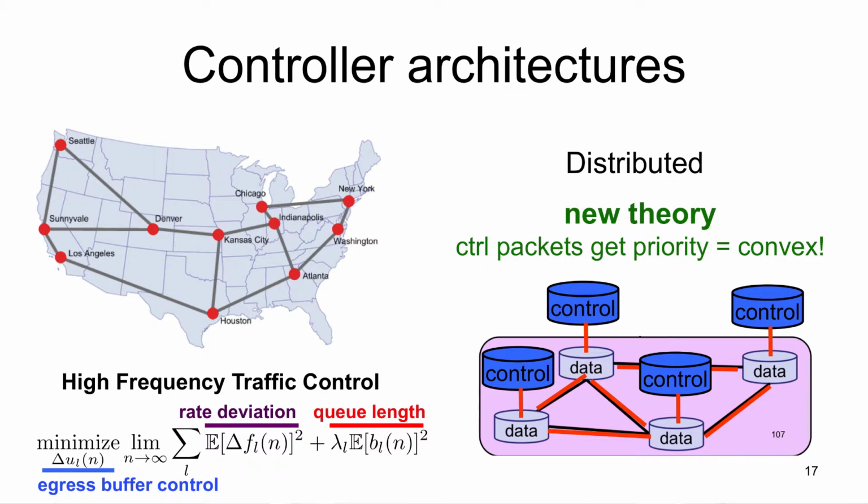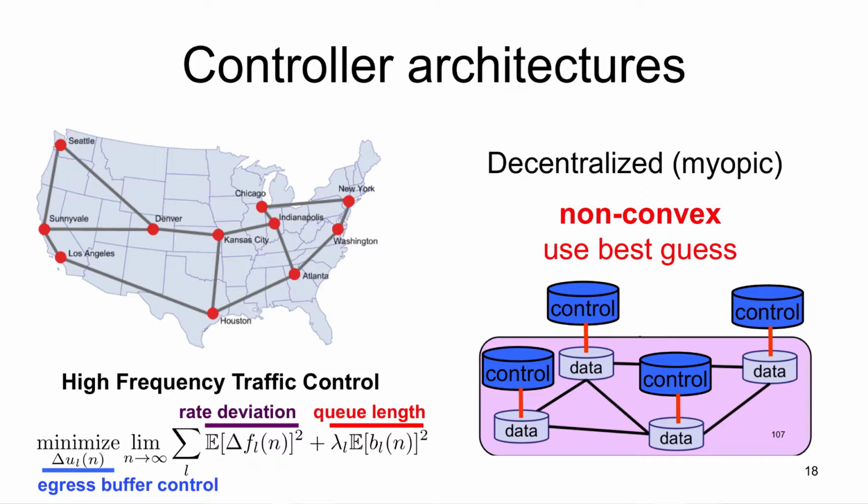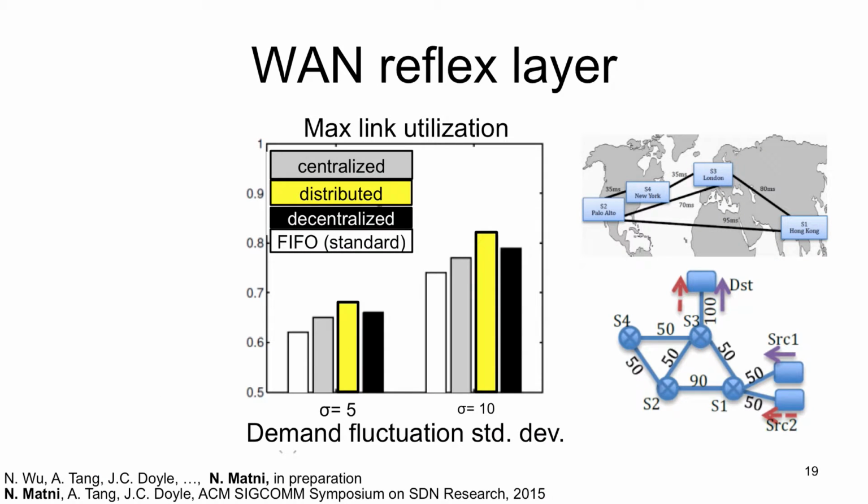We can also think about a distributed architecture where each of these nodes has its own little local controller and is taking control actions based on fresh local information as well as delayed shared information. And this new theory is really what allows us to compute the optimal controller in this case. And then finally, we can talk about a decentralized or completely myopic approach where I'm only taking actions based on local information. And so this is a non-convex problem, so we just use our best guess in terms of comparing these different architectures to each other.